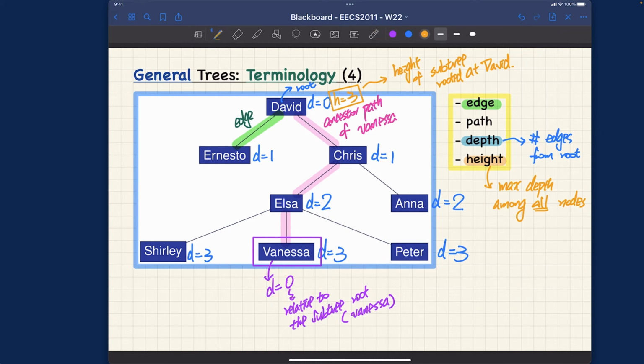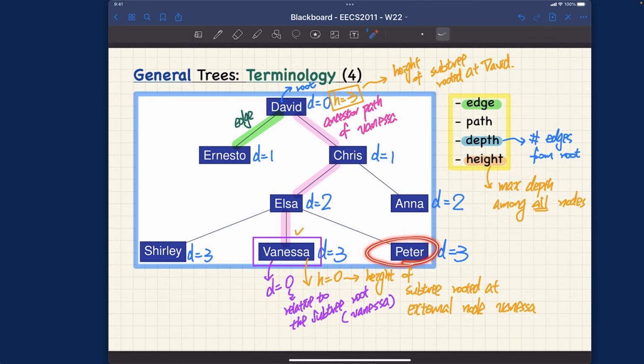So it's really important to say that as far as this particular subtree rooted at Vanessa is concerned, the height will be equal to 0, right? So these will be the heights of subtrees rooted at external nodes. Let me emphasize that. That's why I want to do this one first. External nodes, Vanessa, meaning that it will be the same for every other external node in the tree. If I want to calculate the height of the subtree rooted at Peter, Anna, Ernesto, or Shirley, the heights will all be 0.